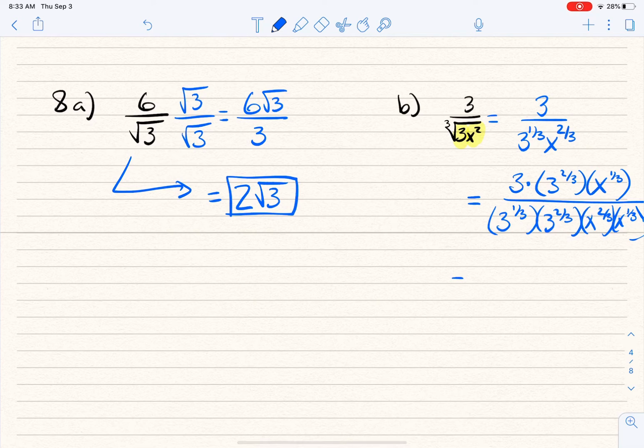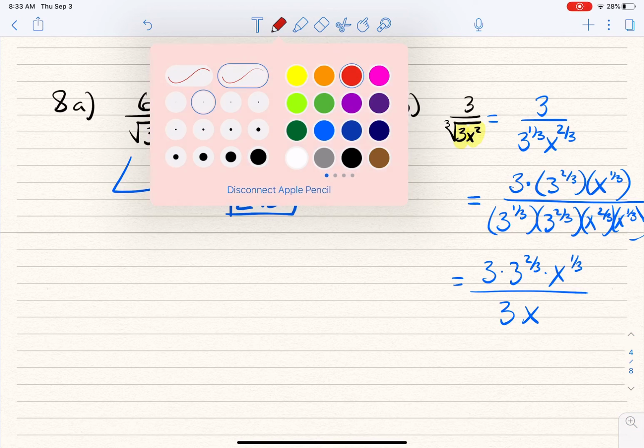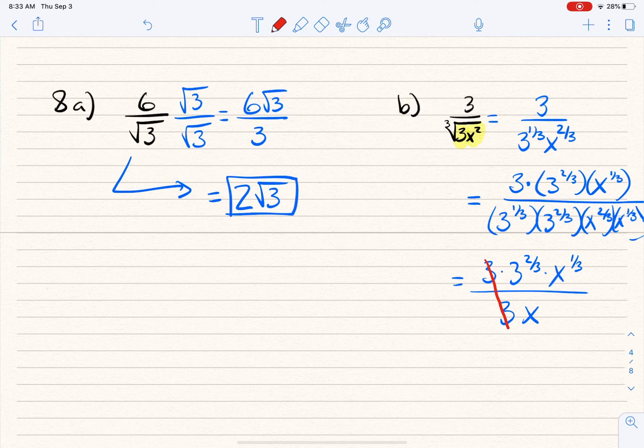And now all those combine. And so on the top, I'm just going to leave that alone for a second, 3 times 3 to the 2/3 times x to the 1/3. And now on the bottom, I realize that all that comes together and it's just over 3x. Now, good news. Some of that cancels out. These two terms right here, I've got a 3 on the top and a 3 on the bottom all by itself. Those cancel out. And so this whole thing reduces to 3 to the 2/3 x to the 1/3 over x. All right? It's that simple.